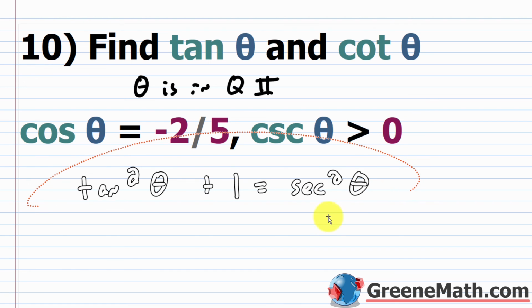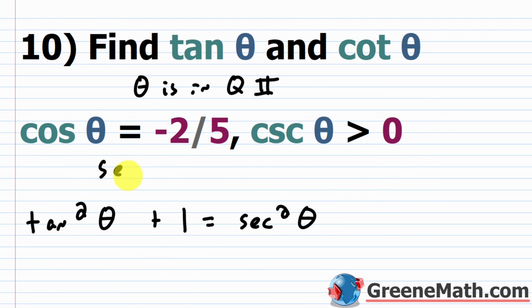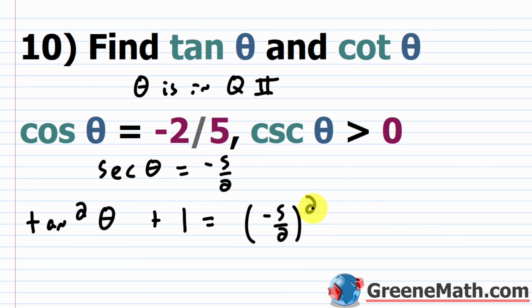Now we're going to use the fact that the secant of theta is just going to be the reciprocal of the cosine of theta. So it's going to be negative 5/2. I'm just going to plug that in right here. So I want negative 5/2, and just make sure we square that. Common mistake is to forget to do that. So let's get rid of that.